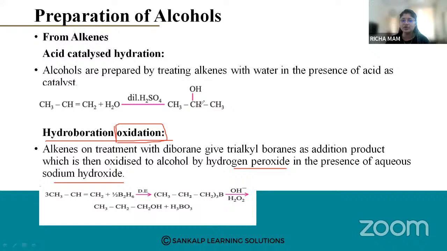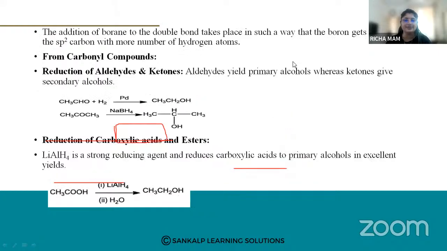Okay, so we are undergoing a hydroboration reaction on an alkene. First, it will give you an addition product followed by an oxidation. Okay, you will get your alcohol. Fine. So this is the reaction.